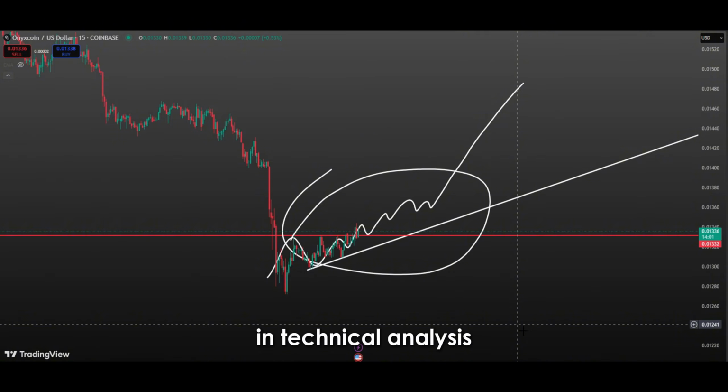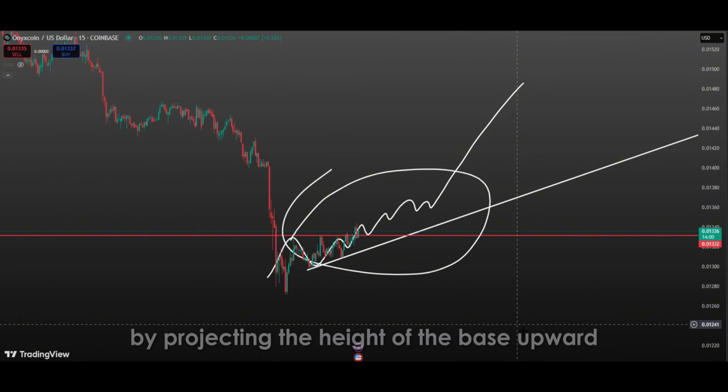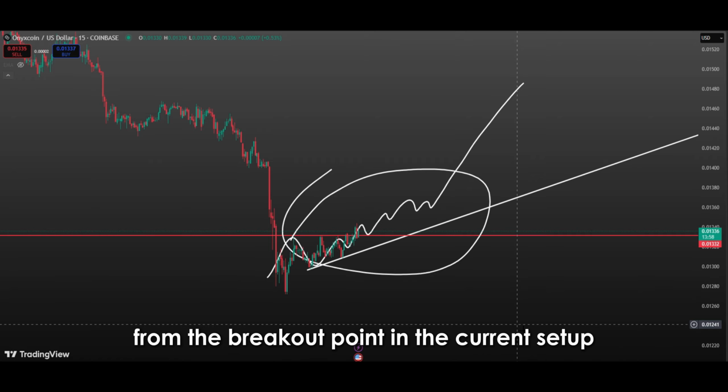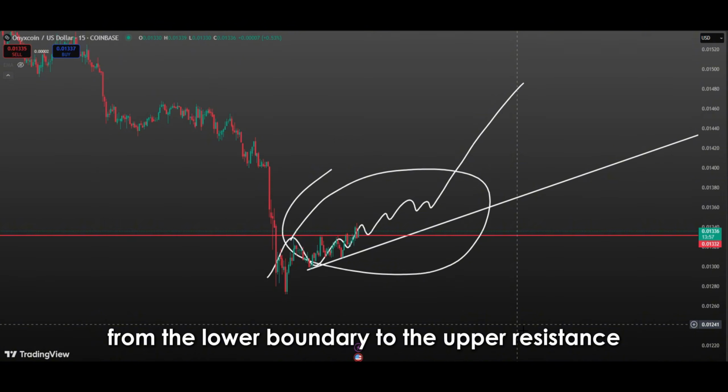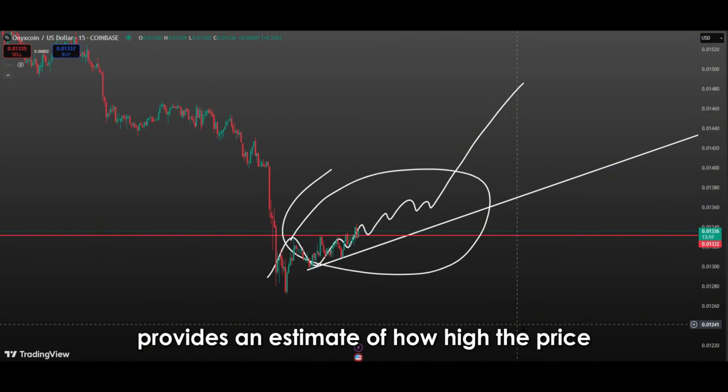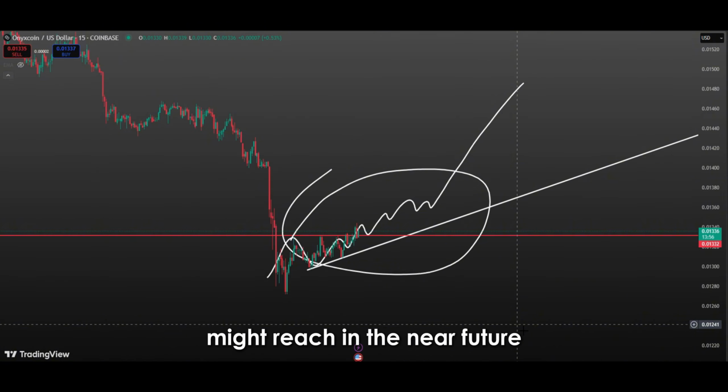This could mark the beginning of a new upward wave heading toward the target of the ascending triangle formation. In technical analysis, the target in such triangle patterns is usually calculated by projecting the height of the base upward from the breakout point. In the current setup, the height from the lower boundary to the upper resistance provides an estimate of how high the price might reach in the near future.